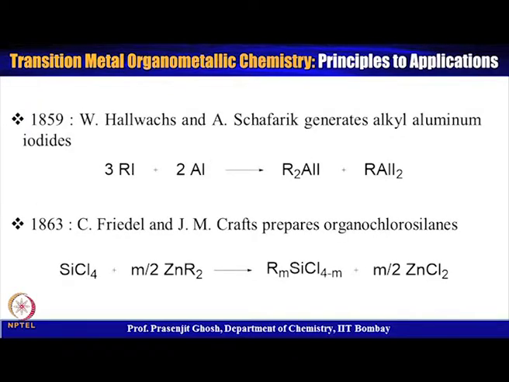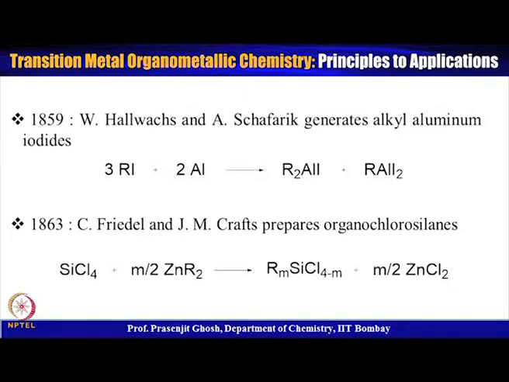In 1859, W. Wallach and A. Sarafik generated aluminum alkyl iodides, again following the same method of oxidative addition between alkyl halide and metallic aluminum, giving dialkyl aluminum iodide and alkyl aluminum diiodide.